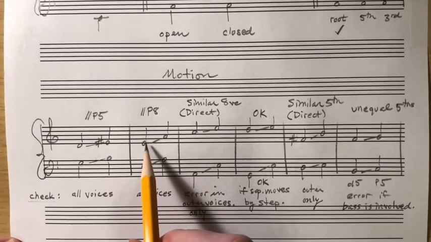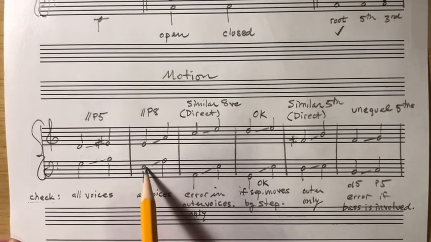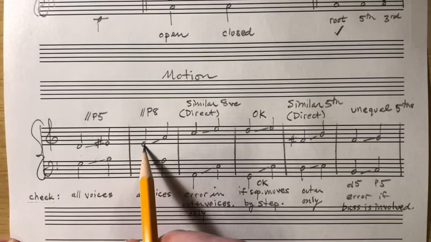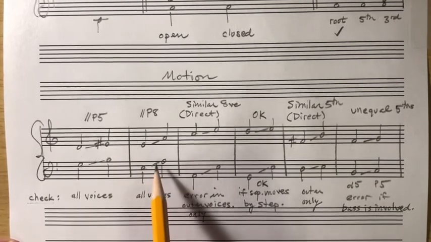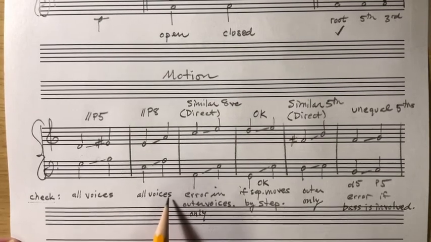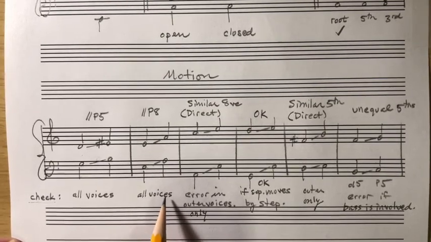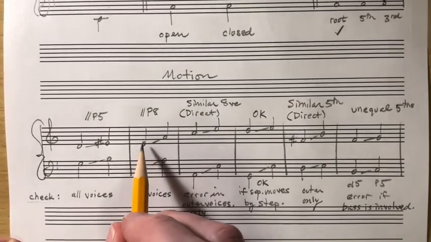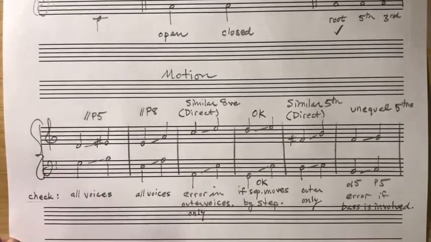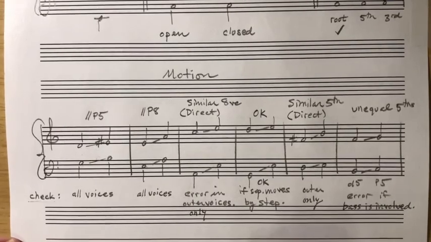Here's a similar error, parallel octave, E going up to A. We have the upper voice doing the same thing, so we've already defined that. And this again, we have to check every combination of voices because whether it occurs between soprano and alto, or between the alto and the bass, or the tenor and soprano, parallel octaves is always an error.